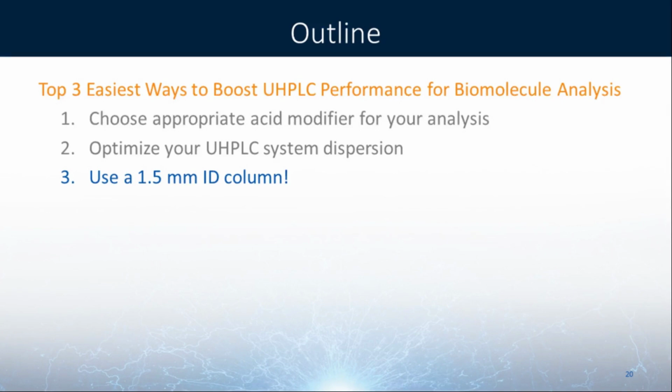And now finally, I know I sort of hinted at using a 1.5 millimeter ID column in the last section, but I'd like to now discuss in particular how using 1.5 millimeter Halo columns can boost your UHPLC performance for biomolecule analysis.